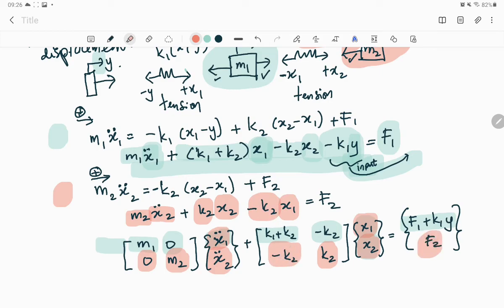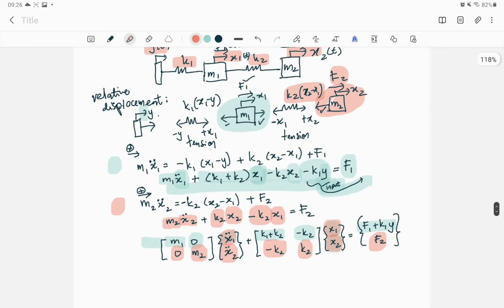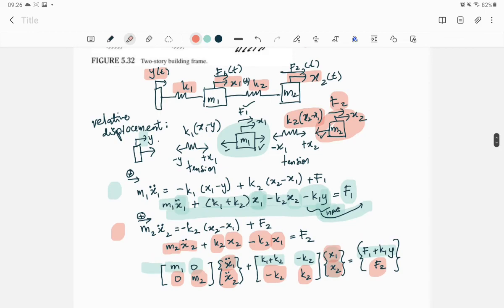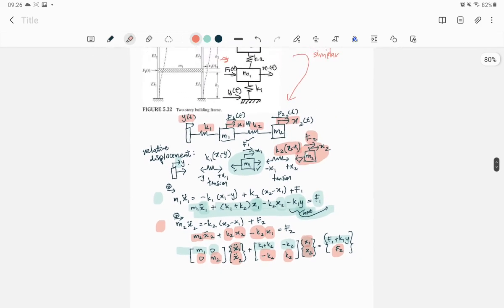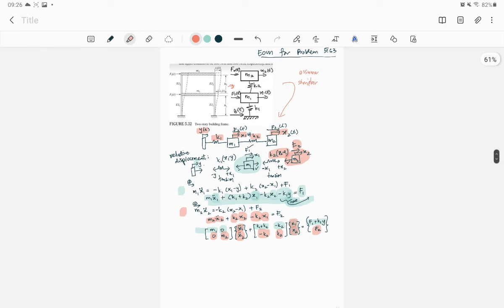So that's all for the free body diagram, and also how you get the EOM for problem 5.63.